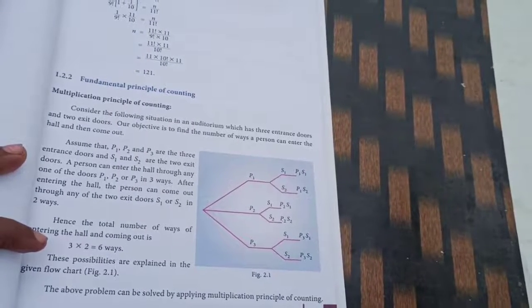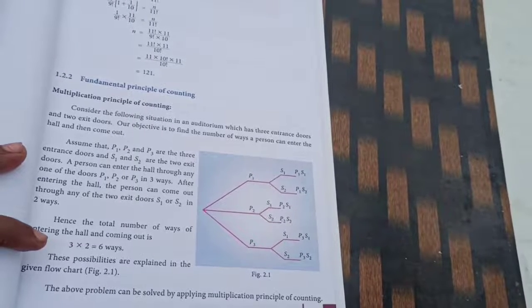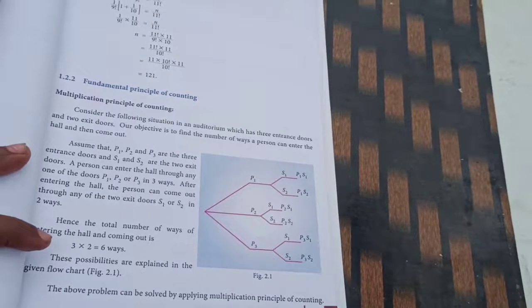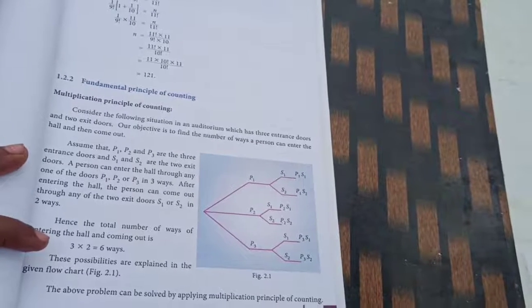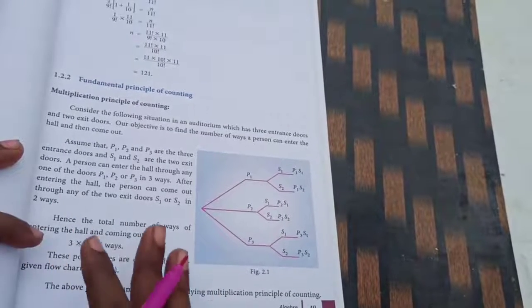So what do you mean by fundamental principle of counting? There are 2 sections given. Multiplication principle of counting, and another one is addition principle of counting. Both are somewhat different. Okay, you understand the concept very carefully. Here one concept is given in your book. I am going to explain the same concept.